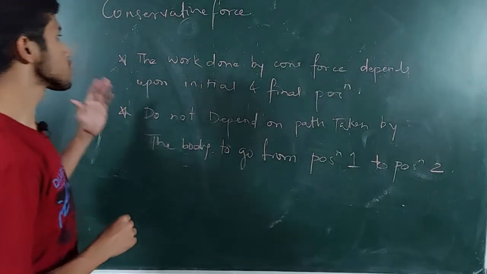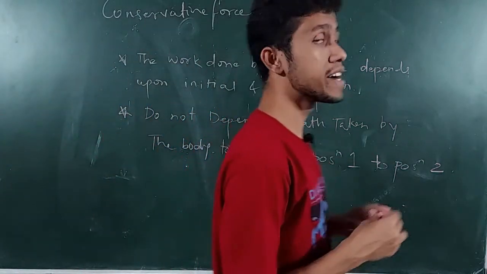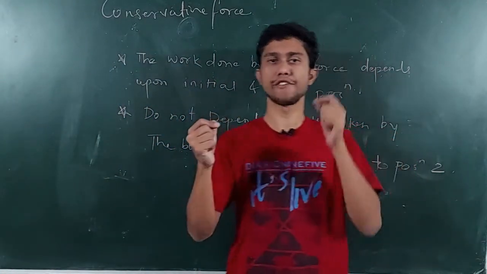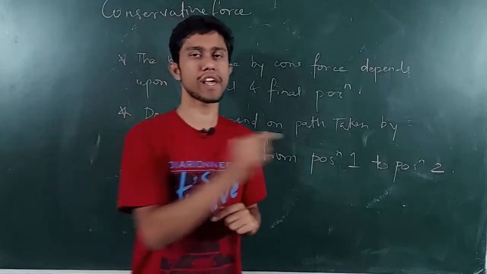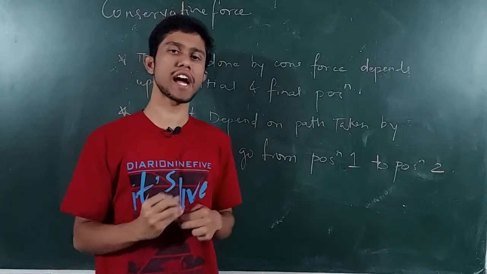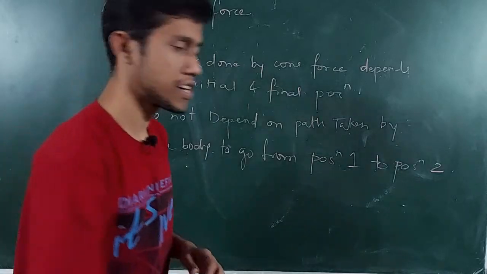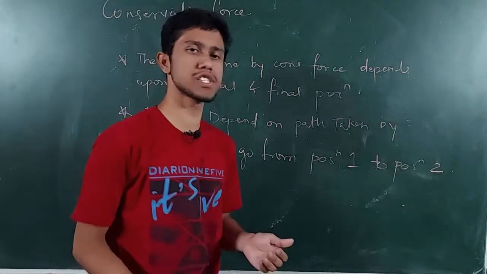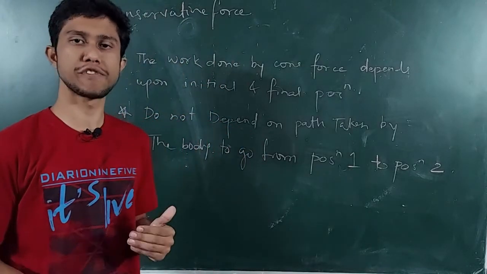So conservative force is a force such that the work done by such a conservative force depends upon the initial and final position, and it does not depend upon the path taken to go from position 1 to position 2. So this is the general idea about conservative force. So what are different examples of conservative forces? All such forces which depend upon the initial and final position are examples of conservative force.